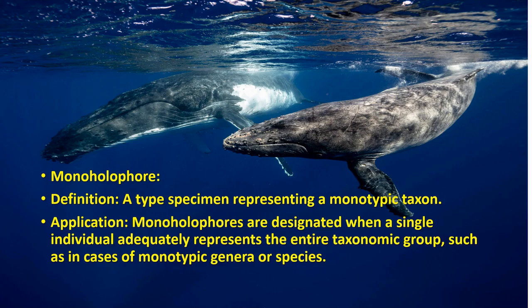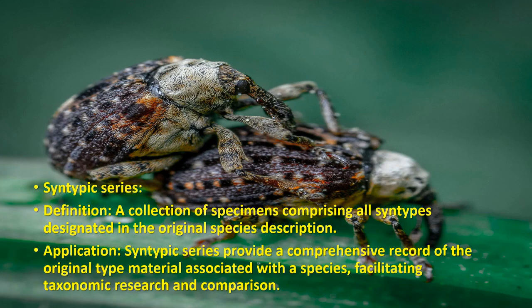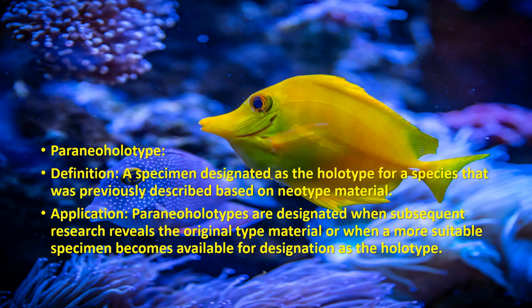Syntypic series. A collection of specimens comprising all syntypes designated in the original species description. Syntypic series provide a comprehensive record of the original type material associated with a species, facilitating taxonomic research and comparison. Paraneoholotype. A specimen designated as the holotype for a species that was previously described based on neotype material.